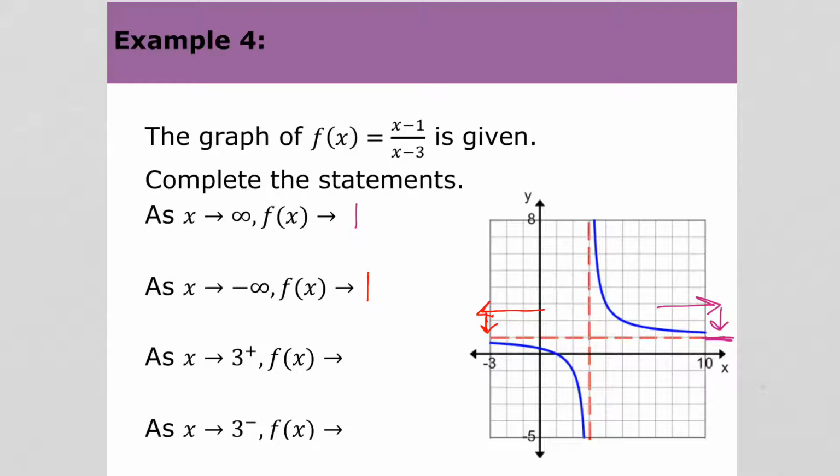Then as x approaches 3 from the right, we're going up to infinity. And as x approaches 3 from the left, we're going down to negative infinity.